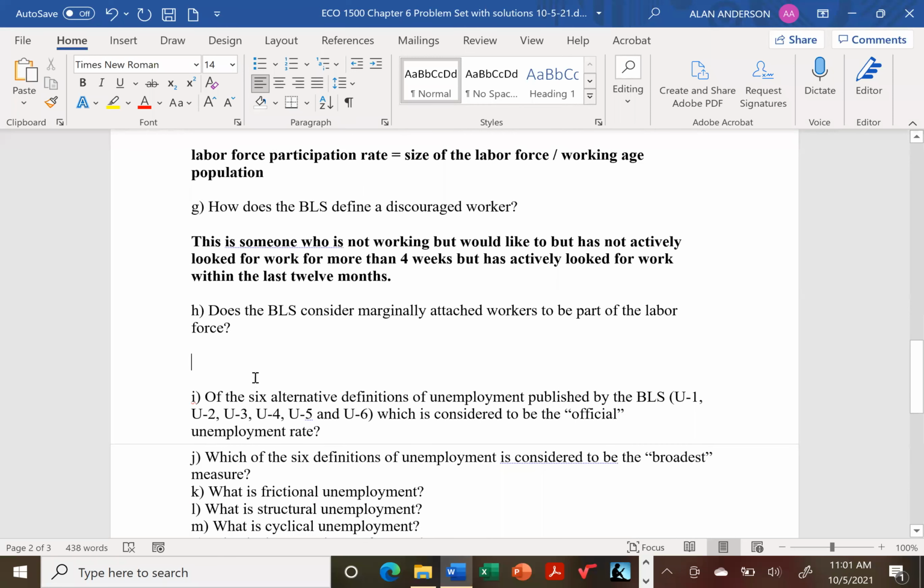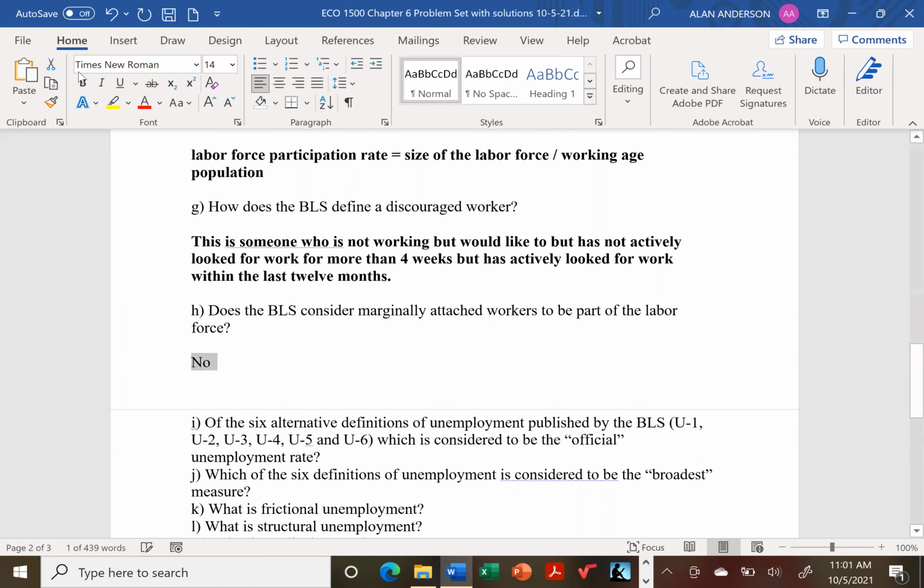And of course, obviously, the number of discouraged workers goes up when there's a recession, because what starts happening is people who have, let's say, marginal skills, who would have trouble finding a job even in the best of times, find it almost impossible to find work when the economy is slowing down. So does the BLS consider marginally attached workers to be part of the labor force? Well, the answer is no.